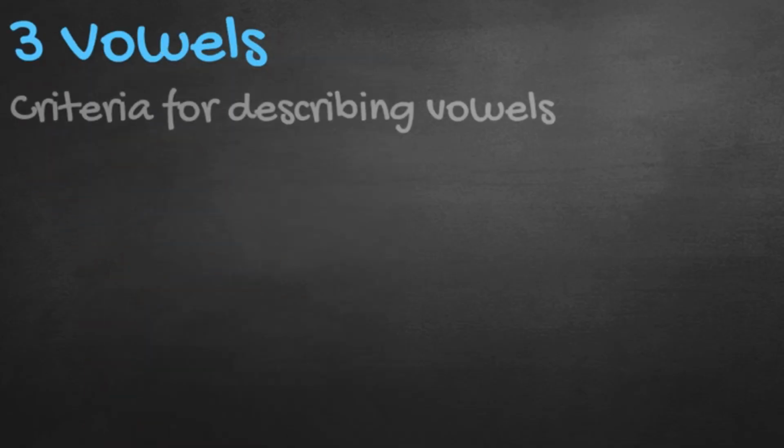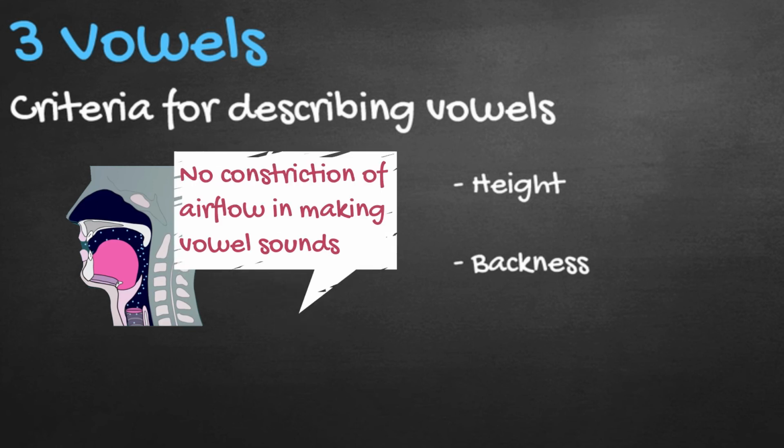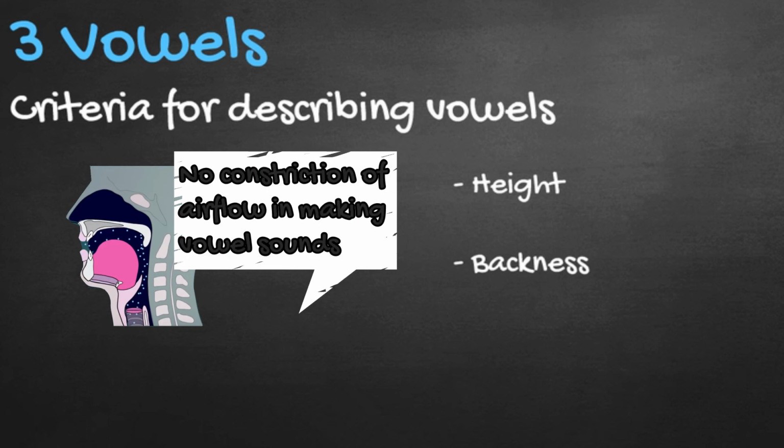And now, let's move to vowels. There are two criteria that linguists use when describing vowels. They are height and backness. We have to rely on a different set of criteria from what we used in describing consonants, because remember, vowels do not involve the constriction of airflow in the vocal tract, so our tongue doesn't approach an anatomical landmark like it does with consonants. Let's talk about each of these in turn.